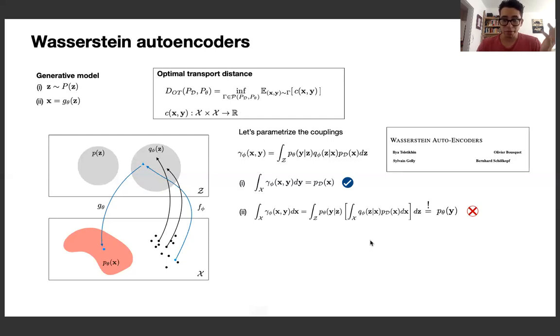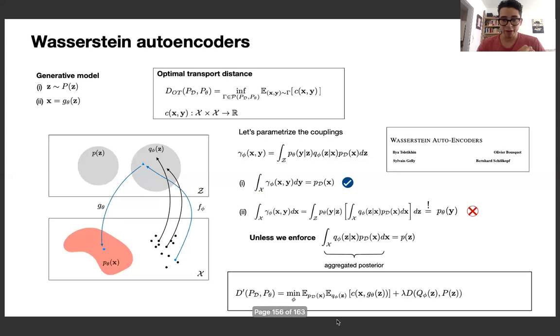But this whole term should, by definition, be equal to the marginal likelihood of our model, right? So this is only going to be true if we enforce this aggregate posterior to be equal to the prior, because if this were the prior, then by our definition of our generative model, we get the marginal likelihood. So if we enforce that, then we can actually write the following distance.